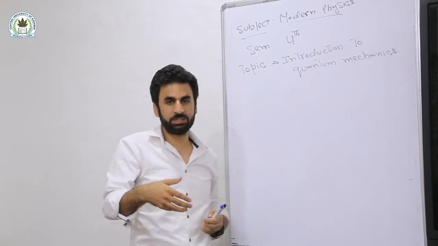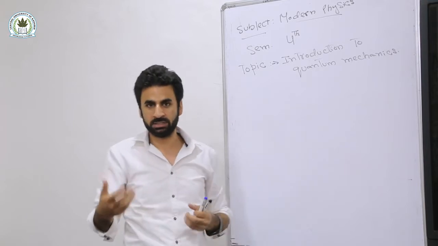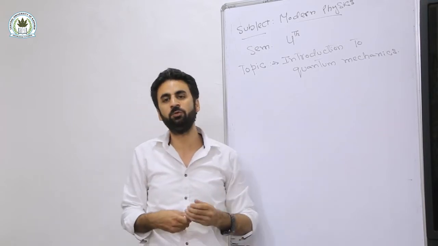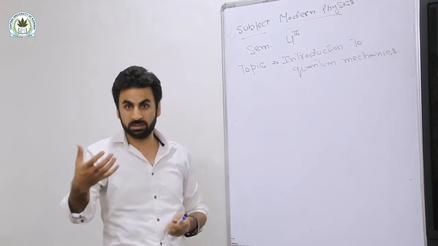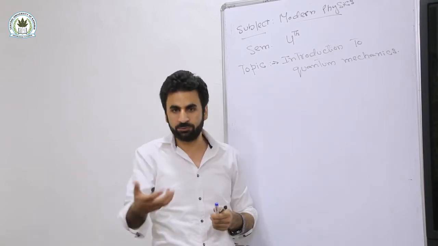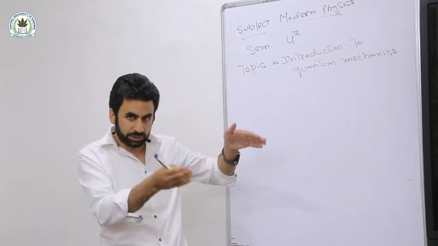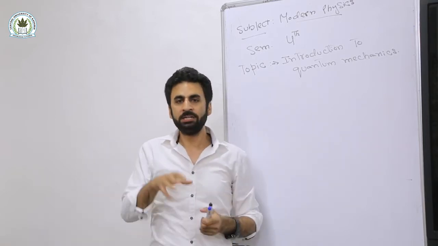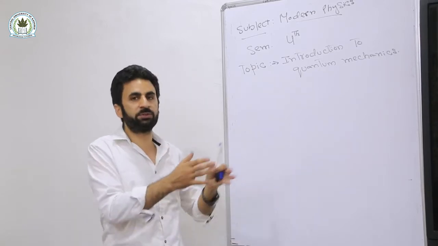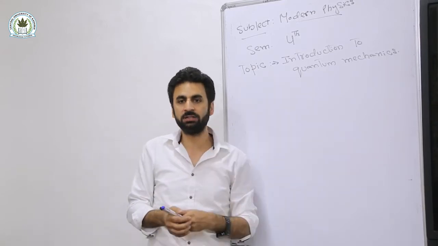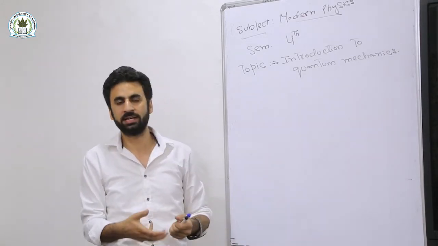Then Schrödinger gave us the wave equation system for explaining quantum mechanics, and Dirac also gave us the Dirac equation. Klein-Gordon also presented their formulation of quantum mechanics, and this continued further. Now the point is, what is quantum mechanics and how is it different from classical mechanics? That's the main point to be discussed in the current lecture.